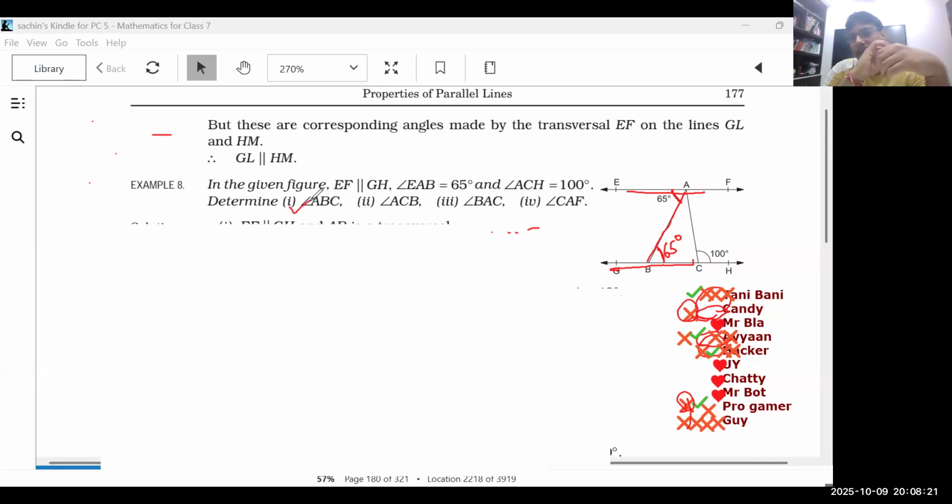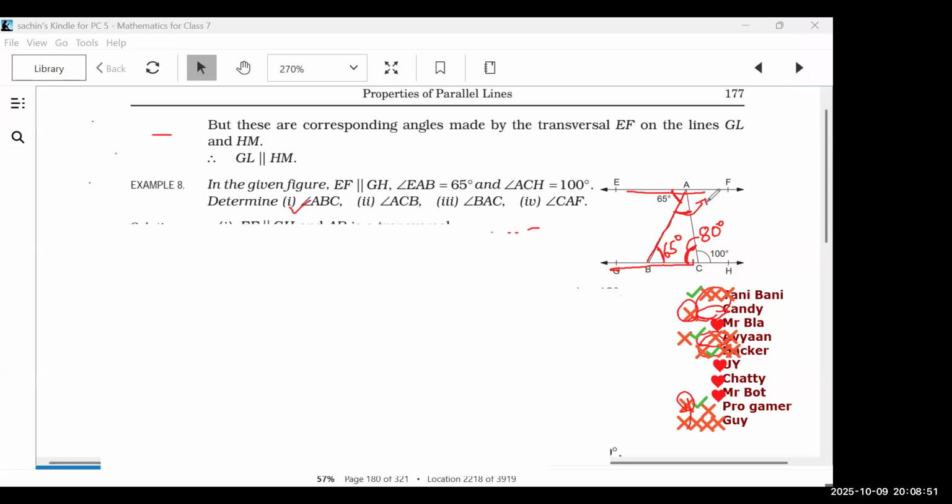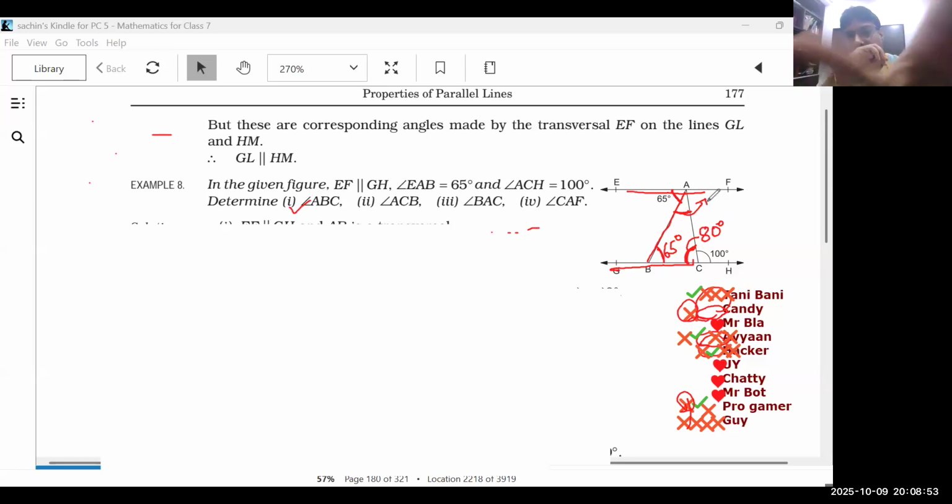The first part is done. Now for the second part, those who got it wrong, how much will be this angle? Sir, 80 degrees. What's the reason? Sir, because they are linear pair. Now anyone else who has not answered, Candy, Cow and Hacker, how much will be this angle? 25.